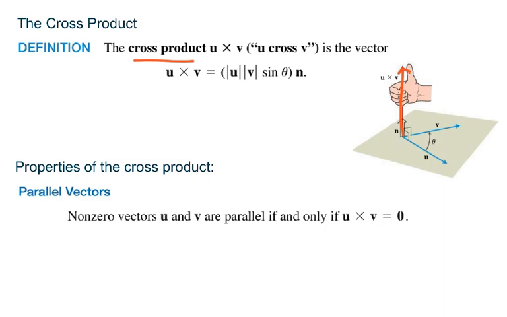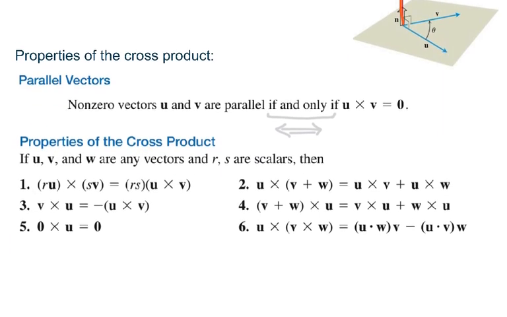All right. One thing that says "if and only if" is a biconditional statement, which means that the left implies the right and the right implies the left, however you want to think about it. So if you know that the cross product of two vectors is equal to 0, you can assume also that they're parallel.